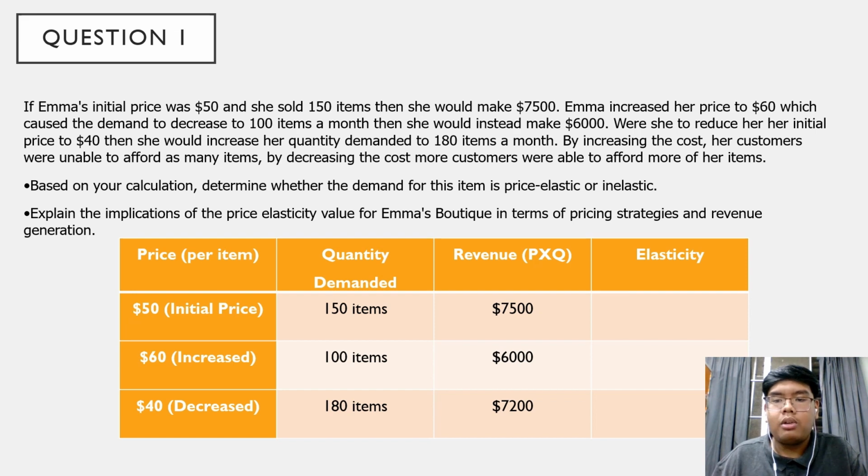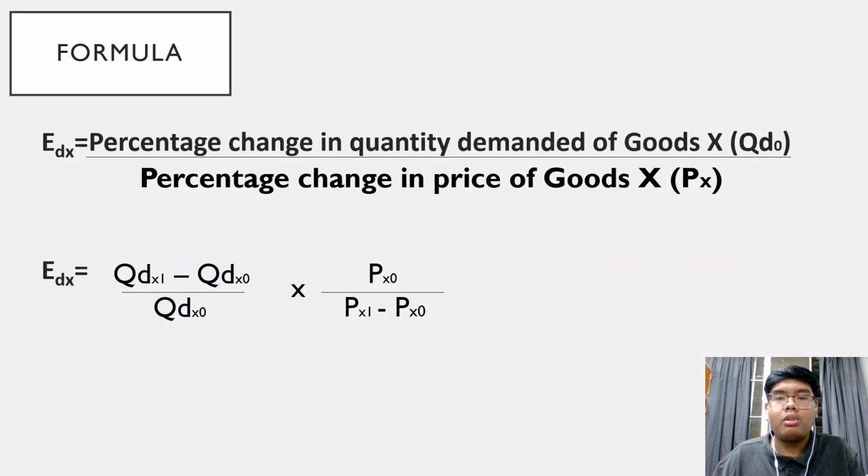So question 1, based on your calculation, determine whether the demand for this item is price elastic or inelastic. So how can you know if the demand is elastic or inelastic? You can use the formula as you guys can see. First is percentage change in quantity demanded of goods times QD0, divided by percentage change in price of goods times PS. So how can I apply the formula to the question?